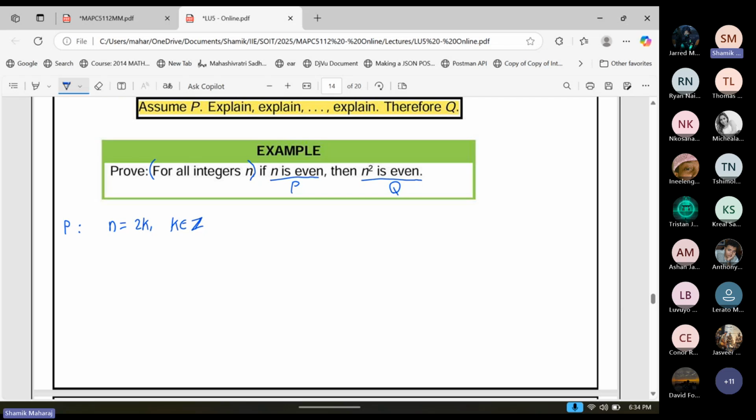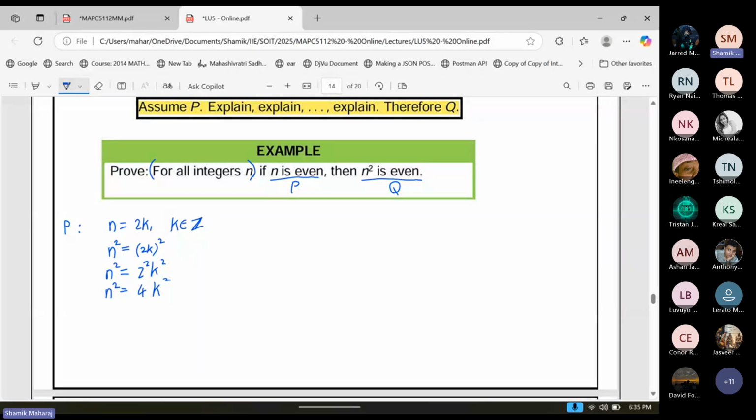So can I explain, and get to Q? Sure, I can. If I want to show that n squared is even, let's take P and see what happens. So if I square both sides of this equation, I'll get n squared on this side. On this side, I get 2k all squared. Open that up a little bit more: n squared on this side, and then 2k squared opens up to 2 squared times k squared. Let's open that up a bit more. That becomes 4k squared.